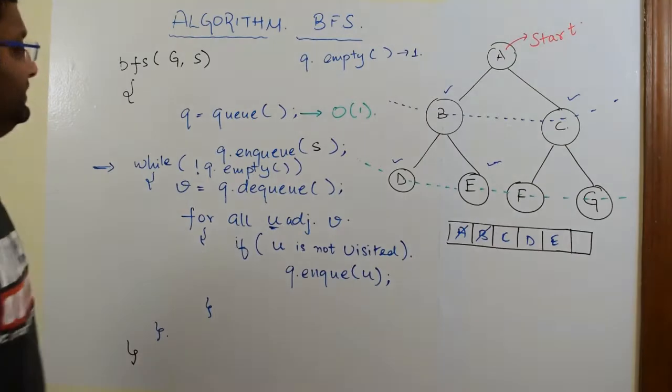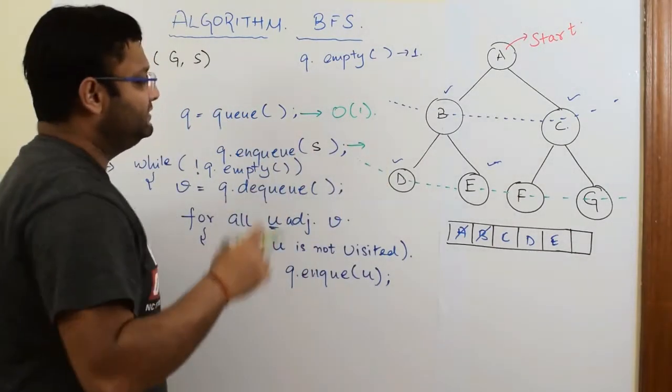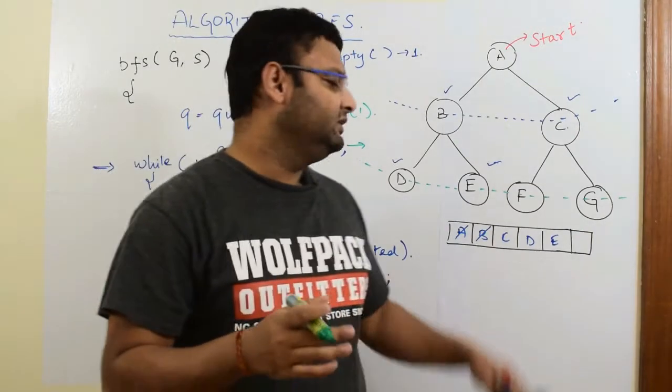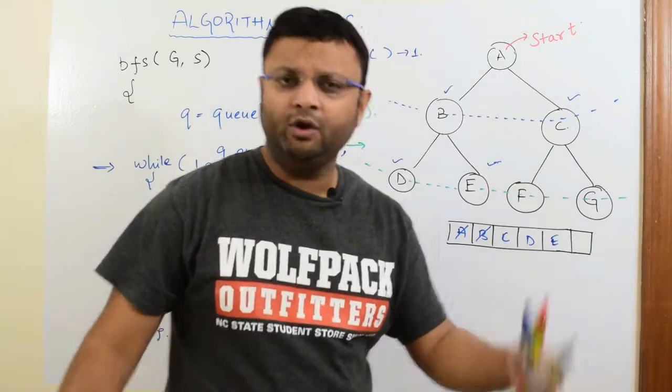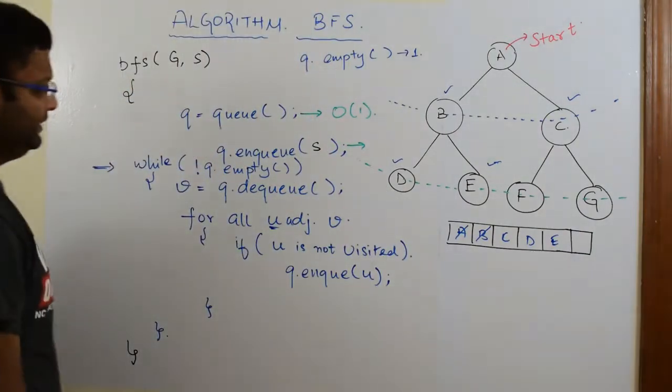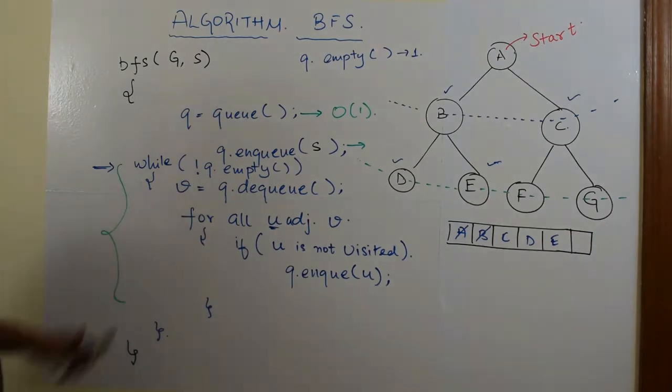Now next, what will you do in this step? Just enqueue the start vertex on the very first position of an empty queue. So it will take a constant time, that is O(1). Okay. Now we are here basically. This is our core logic.